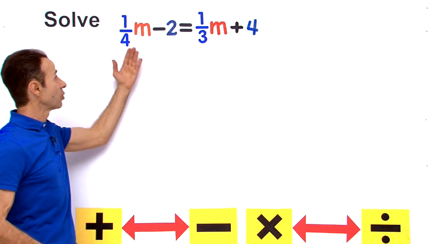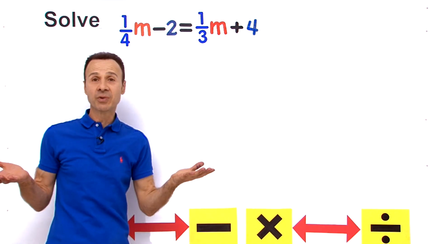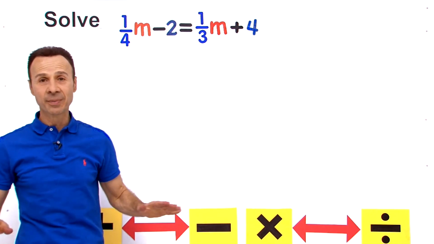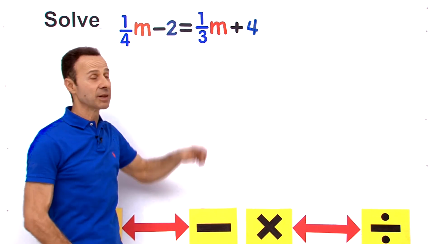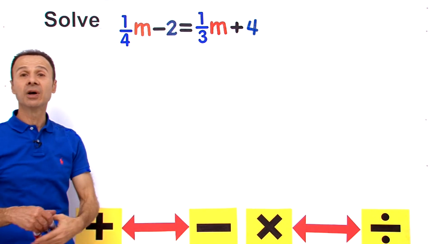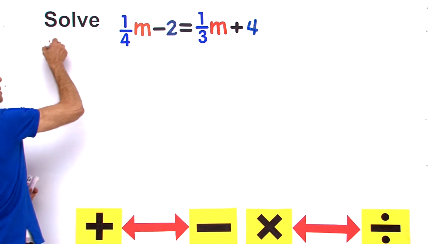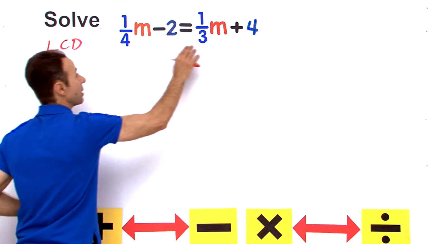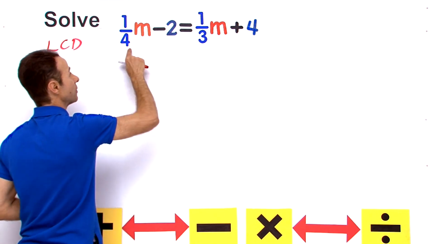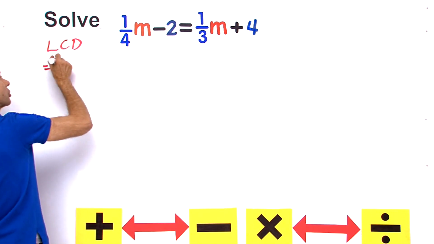We have a fraction of 1/4 and a fraction of 1/3. How do we do that? Well, we get rid of the denominators, the 4 and the 3. And the best way to do that is by finding the lowest common denominator. So the lowest common denominator between 4 and 3 will be just their multiplication, 4 times 3, which equals 12.